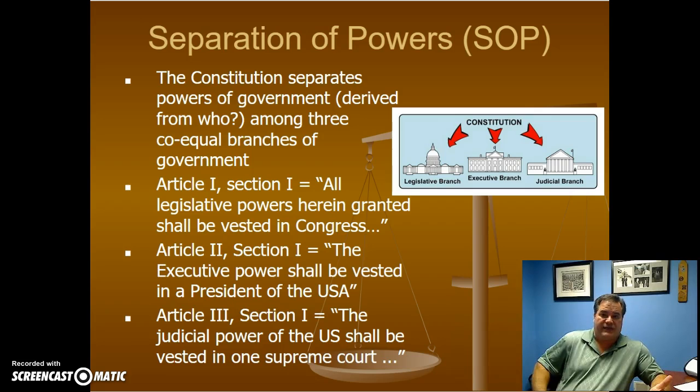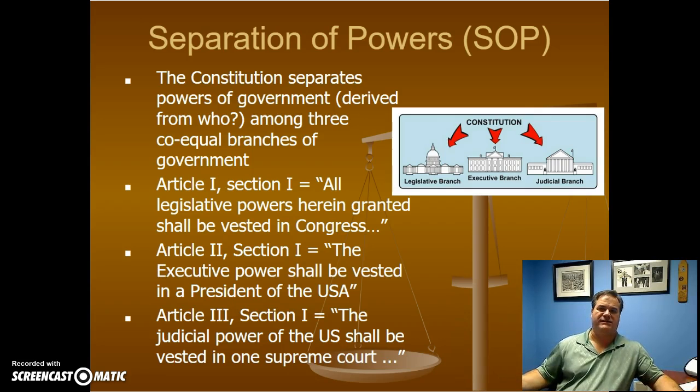Okay, well, who can exercise all the legislative powers? Congress. How do we know that? It's in the Constitution, and that's the fundamental law for the country. Article 2, Section 1, the executive power shall be vested in the President of the United States.